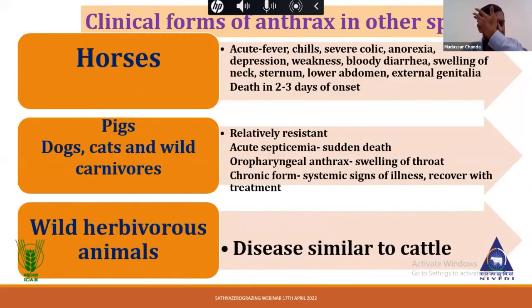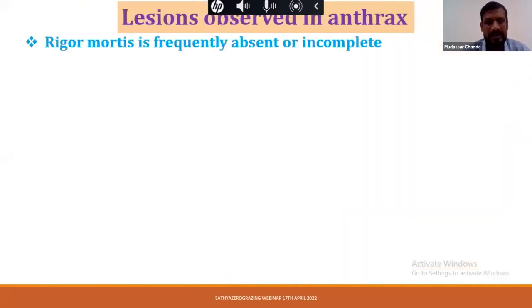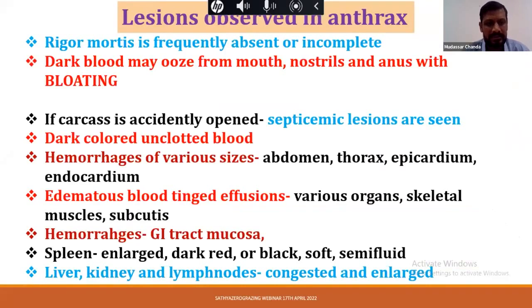And if you compare the other species, you have to see what other species are affected, like whether horses will have the disease, and pigs, dogs, cats, and wild carnivores, which are relatively resistant species. This is for anthrax, but for all diseases, we need to know the susceptible species which can be affected with that disease. In wild herbivores, the disease is similar to cattle. And the lesions, we all know, are hemorrhages of various sizes, edematous blood-tinged effusions. And all these things are to be noted down when you're doing the investigation.